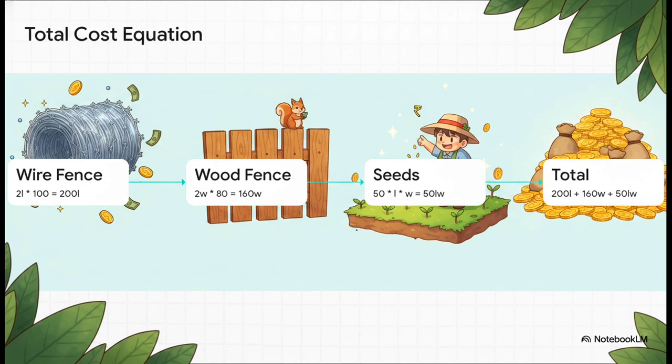The wire fence is 100 rupees per meter, and you have 2 lengths to cover, so that's 2 times 100 times L, which gives us 200L. The wooden fence, that costs 80 rupees per meter across the 2 widths, so 2 times 80 times W gets us 160W. Now for the seeds, they cost 50 rupees per square meter. Since area is just length times width, that's 50 times L times W, or 50LW. Add all those distinct parts together, and your total landscaping cost is exactly 200L plus 160W plus 50LW. Boom! You just built a multivariable algebraic expression that calculates a real-world budget.